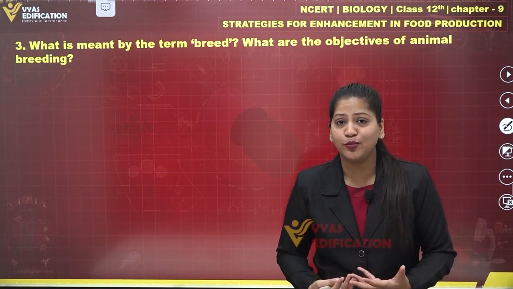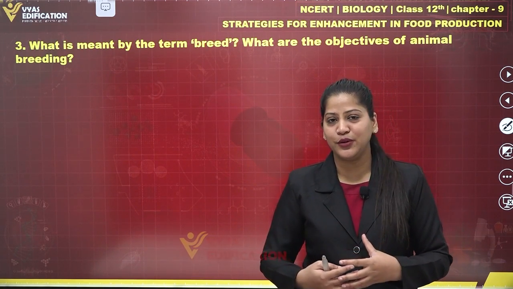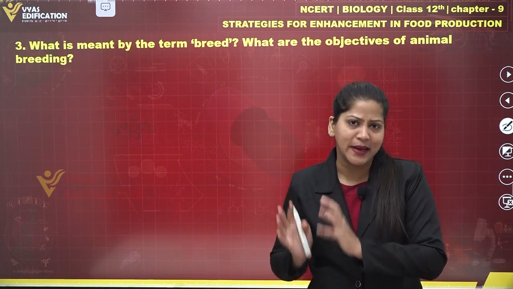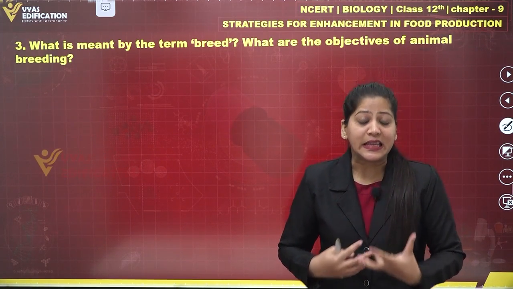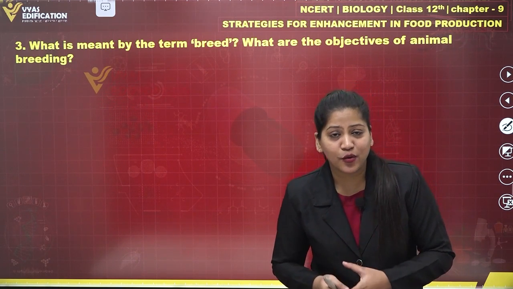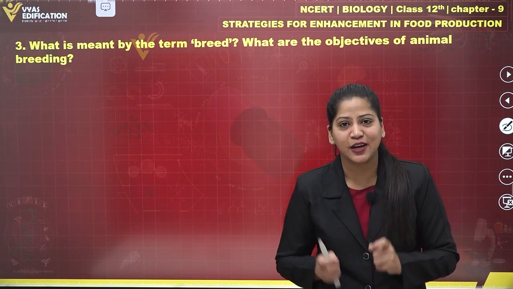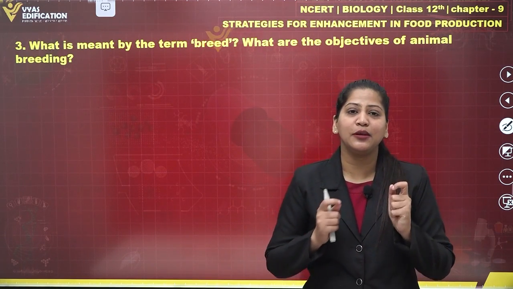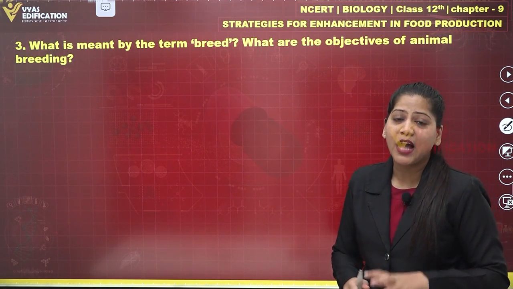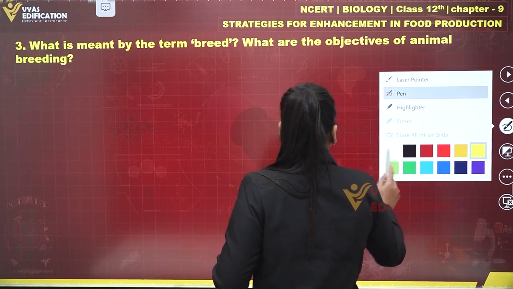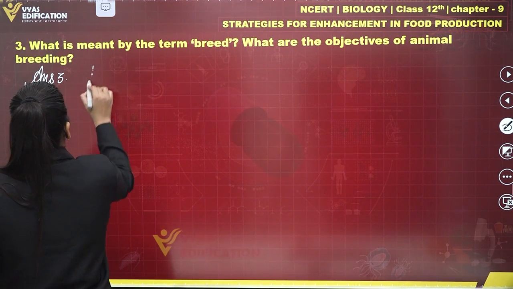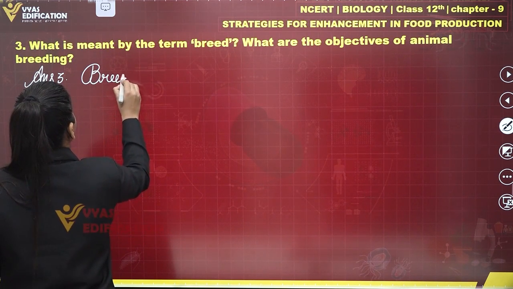If we talk about the main objective, the main aim of animal breeding, it is to increase the yield of animals and increase the quality of desirable products. So increase the desirable quality of the products. So these are the main objectives of animal breeding. Now let's write the answer to question number 3. So first we are going to talk about what is breed.